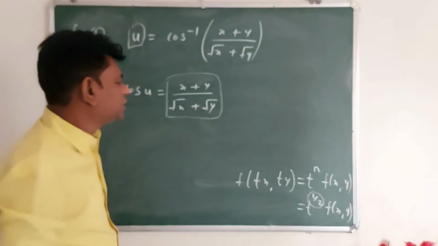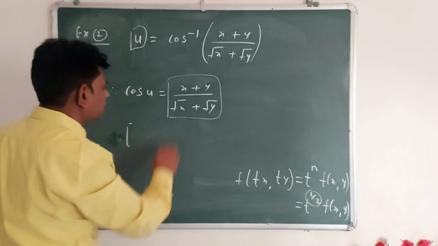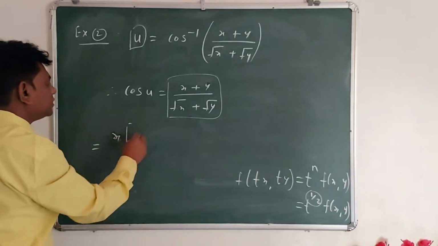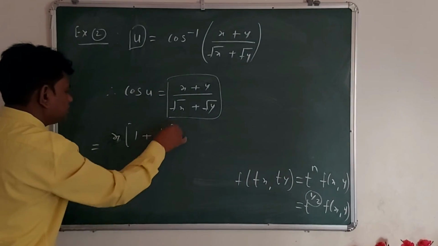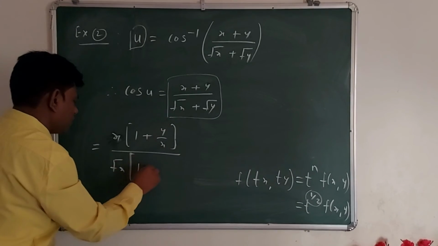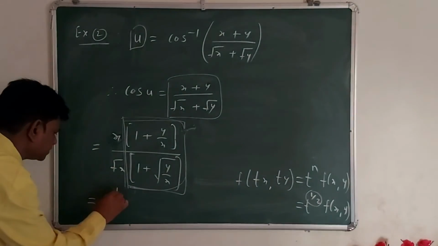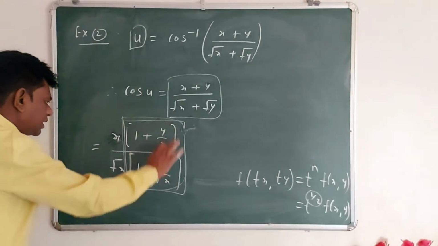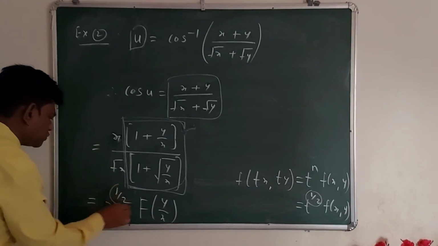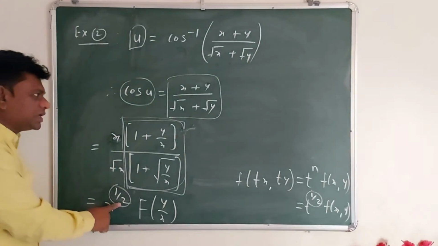Now as per the definition 2, by taking x be the common from the numerator and root x be the common from the denominator, x times bracket 1 plus y by x upon root x times bracket 1 plus root y by x. Now x upon root x, answer is x to the power 1 by 2. Now we write this remaining part as f of y by x and therefore according to the definition number 2, this cos u is a homogeneous function of degree half.